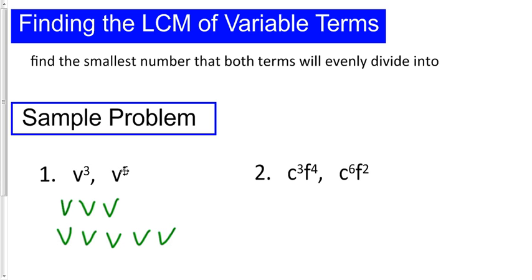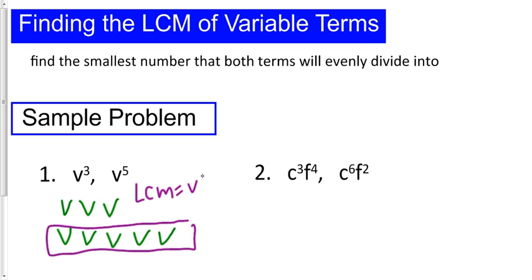Will both v to the third and v to the fifth divide evenly into v to the third? Nope, they won't, because v to the fifth won't divide into that. Now, could both v to the third and v to the fifth divide evenly into v to the fifth? Yes, they can, because v to the fifth divides into this one time, and v to the third fits in evenly right here with v squared left over. So the LCM will be v to the fifth.